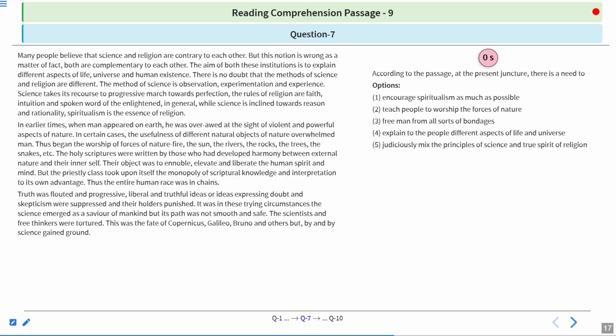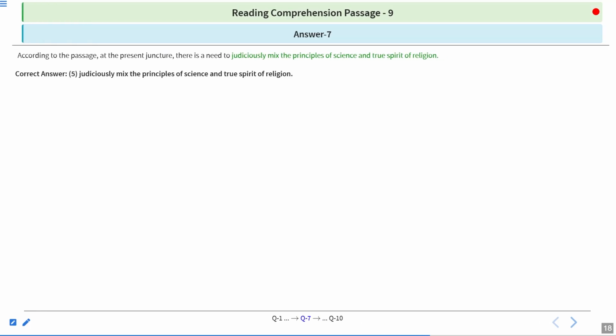I hope you've chosen the right one. Let's move to the correct answer. The correct answer is 4. Judiciously mix the principles of science and true spirit of religion.